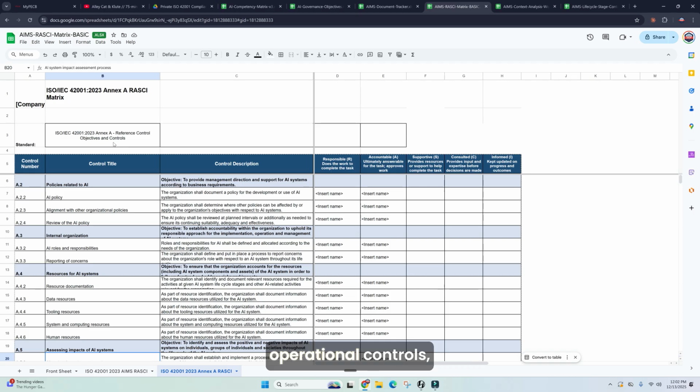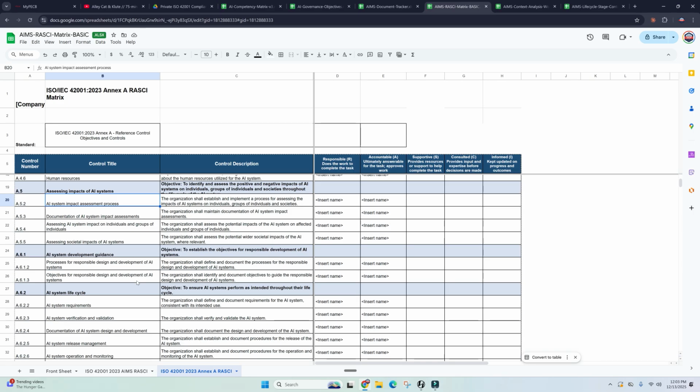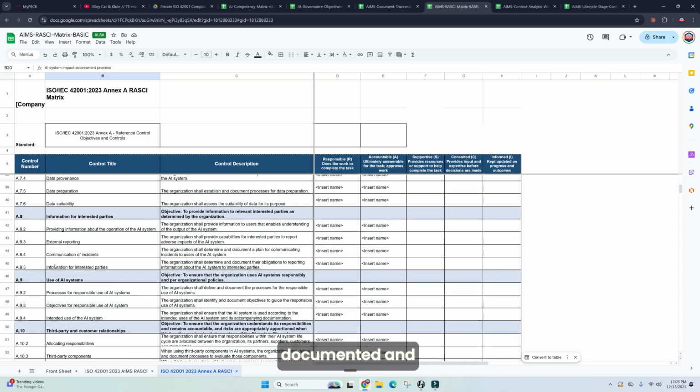So these are your operational controls, like who owns each specific AI governance activity. And they're separate because different people often own the management system machinery versus the day-to-day controls. So your chief technical officer might be accountable for clause 6.1, having a risk assessment process, but your data engineer might be responsible for control A.7.3, actually assessing data quality. And these are going to be useful when an auditor comes through, because they're likely to ask who's accountable for this. And this matrix gives you the instant answer, documented and approved.